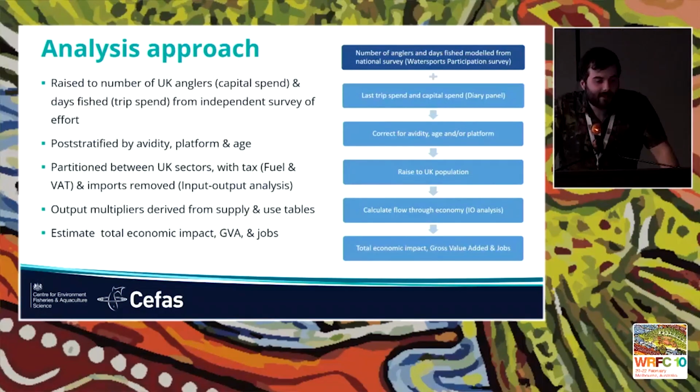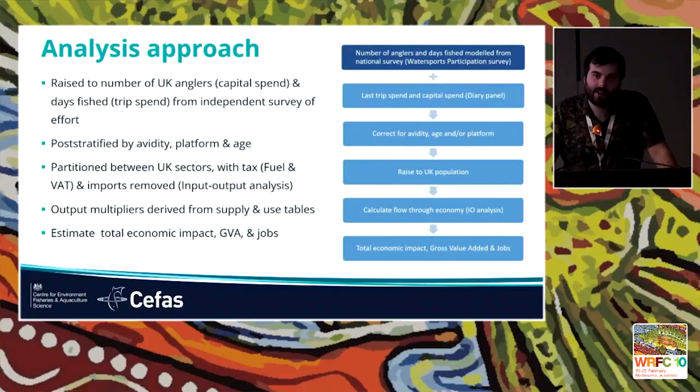The way we analyse these data is to raise the capital spend of the diarist to the number of UK sea anglers and raise the trip spend to the number of trips that occur in the UK. We do this by post-stratifying based on people's avidity, which is how many days they go fishing, what platform they use, so do they fish from the shore or fish from boats, and what age they are.